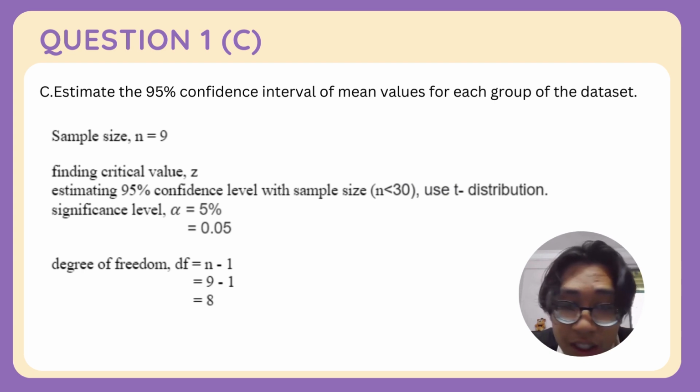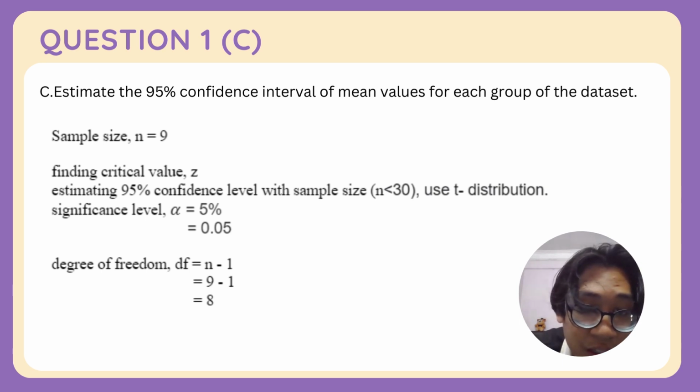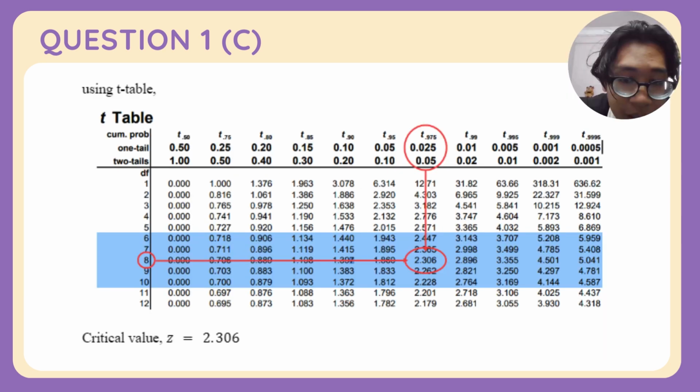We know the sample size n equals 9. We are going to find the critical value, which is the z value. Since we are estimating a 95% confidence level with a sample size less than 30, we use the t distribution. The significance level alpha equals 100% minus 95%, which is 5% or 0.05. The degree of freedom df equals sample size minus 1, which is 9 minus 1 equals 8. Using degree of freedom 8 and significance level 0.05, we find the z value in the t distribution table, which is 2.306.